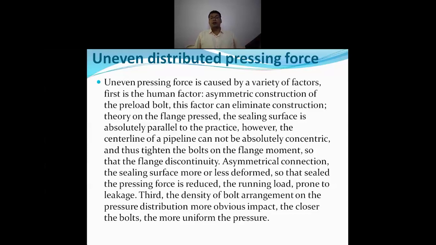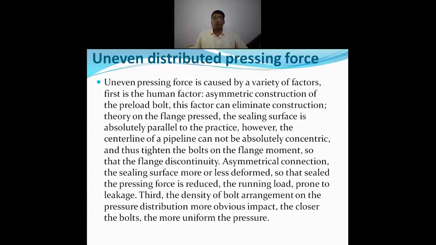First is the human factor, asymmetric construction of the preloaded bolt. This factor can eliminate the construction theory on the flange press. In practice the sealing surface is absolutely parallel. However, the center line of a pipeline cannot be absolutely concentric, and thus tightening the bolt on the flange produces a moment, so that the flange has discontinuity. With asymmetric connection, the sealing surface is more or less deformed so that the pressing force is reduced. Asymmetricity is also going to deform.